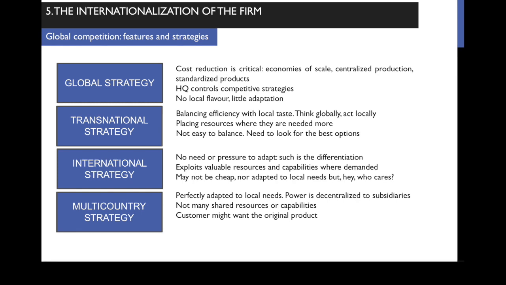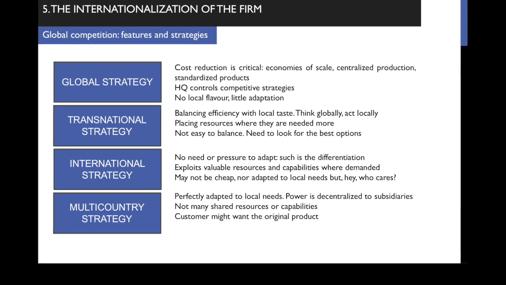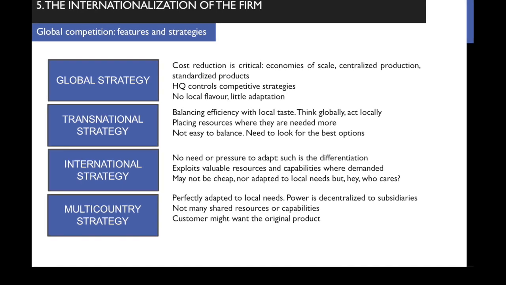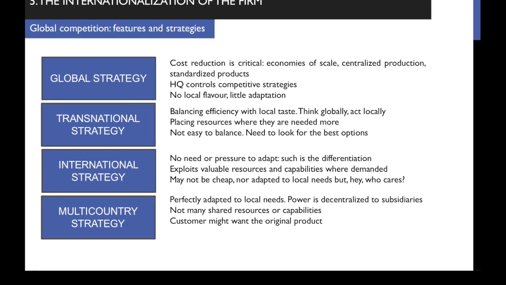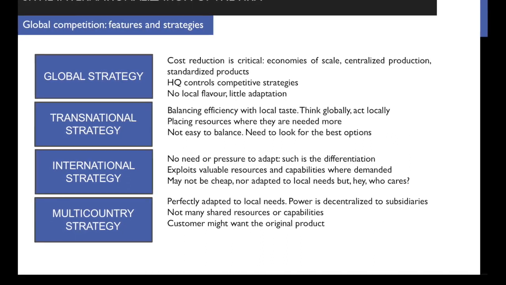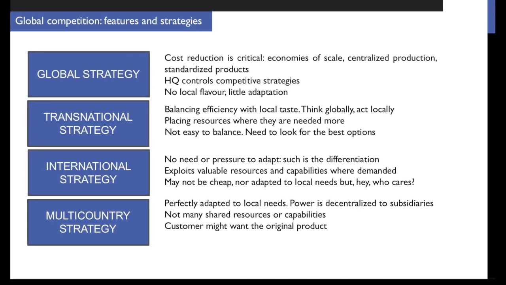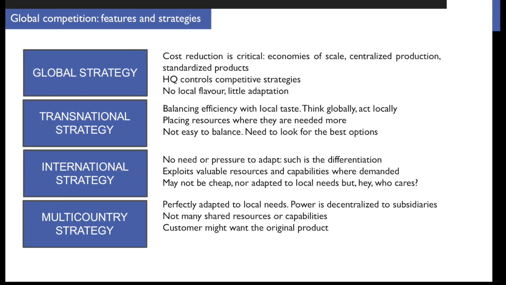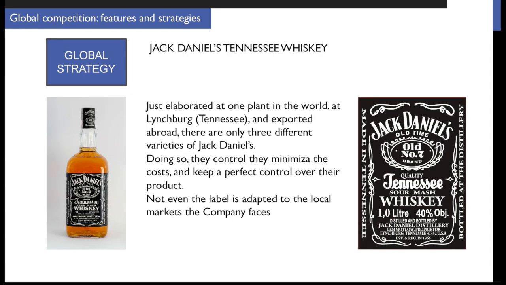Global strategy. In this case, cost reduction is critical. The company looks especially for reducing the costs, but they are not trying to adapt to local needs. So, normally they are looking for economies of scale, they centralize the production, they standardize the products. They don't create different products for different markets. Headquarters control the competitive strategies, and sometimes headquarters is the only thing existing. I mean, they produce in the headquarters and then they sell wherever. There's no local flavor of the product. There's little, if any, adaptation.